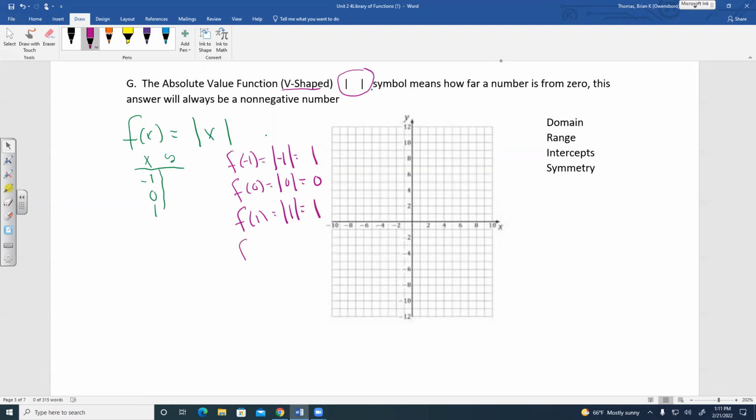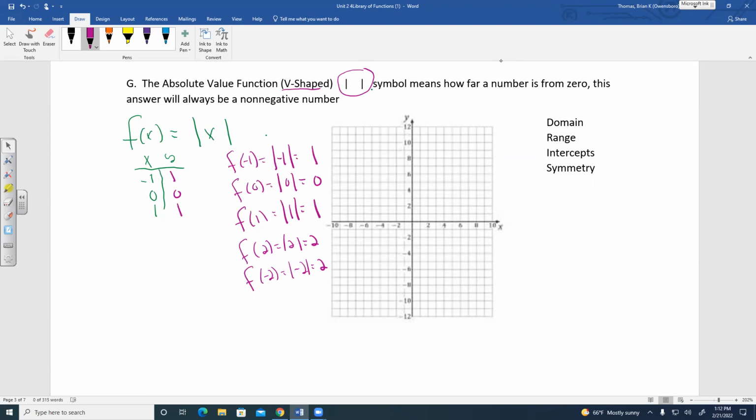Again, if I want to plot a few more, f of 2, you're going to say how far is 2 from 0, and that would still just be 2. F of -2, how far is -2 from 0, and that would also be a +2. So again, our goal is to just use these 3 ordered pairs. -1 went in, 1 came out. 0 went in, 0 came out. 1 went in, 1 came out. So the answers have to be non-negative numbers. So the y value will never be negative.